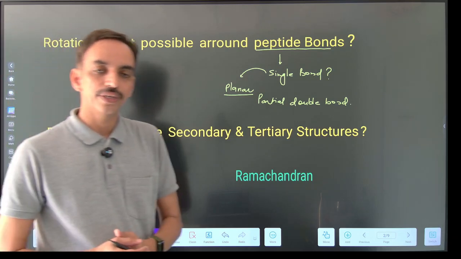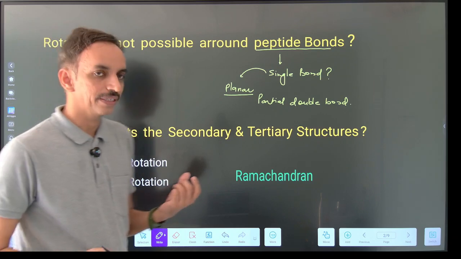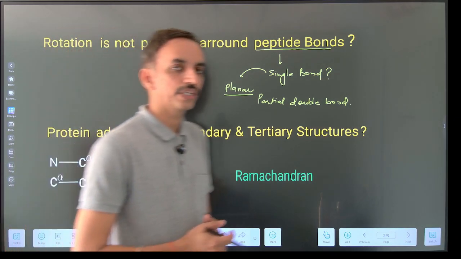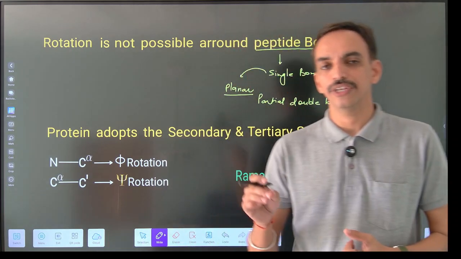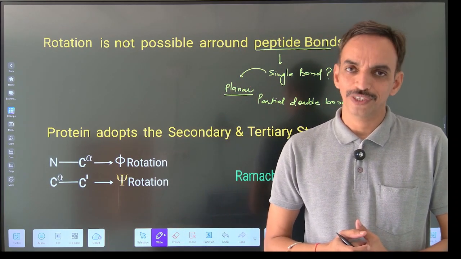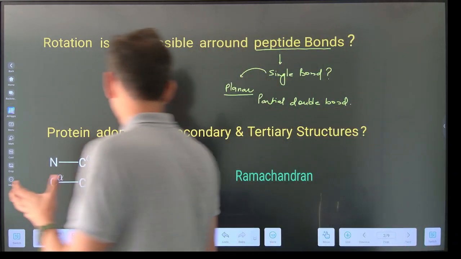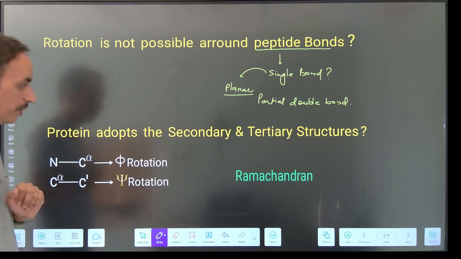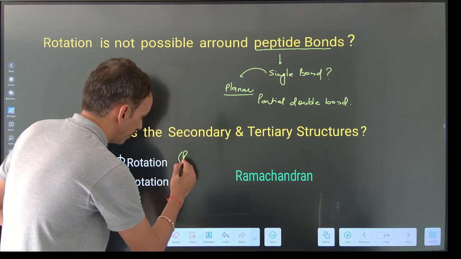These rotations were first discovered by scientist G.N. Ramachandran. According to scientist G.N. Ramachandran, the secondary structure of protein depends upon the protein primary structure, and how much this rotation will occur, that is the phi and psi, depends upon the R chain of amino acids.